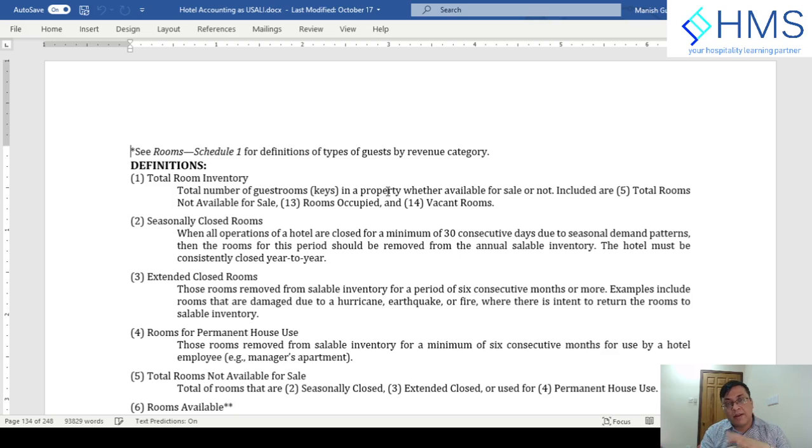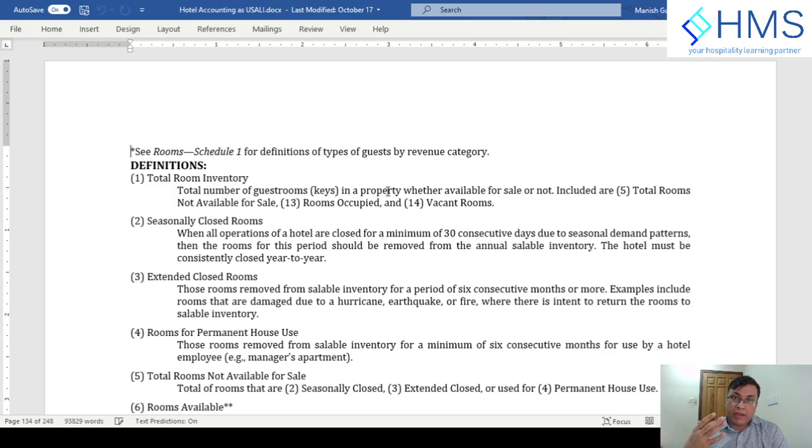Then there are rooms which are for permanent house use. Now these rooms are also removed from the inventory because they are being used on a permanent basis by the hotel themselves. So the hotel may have converted certain rooms as a GM's room or a manager room or an owner room. So those rooms will usually be removed from the inventory. Again, the term is minimum 6 months.